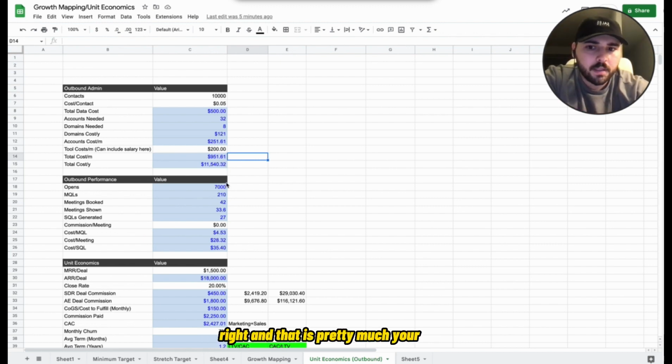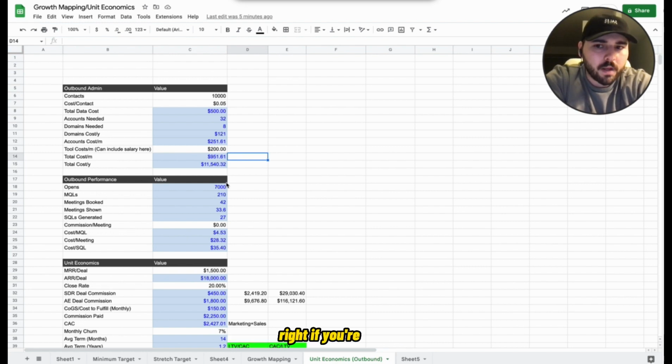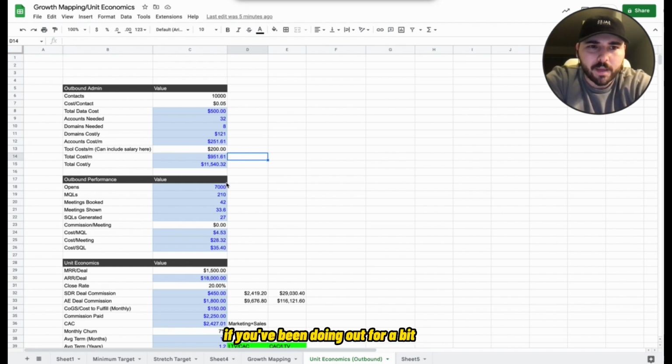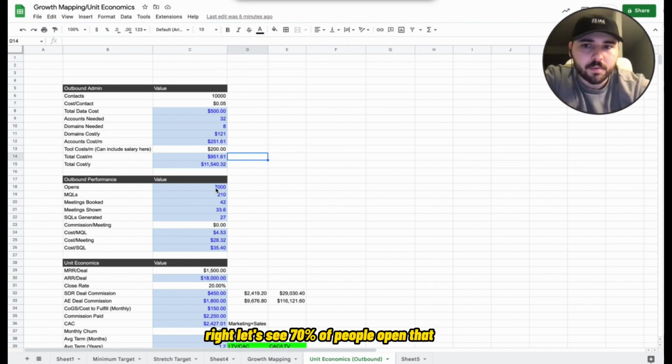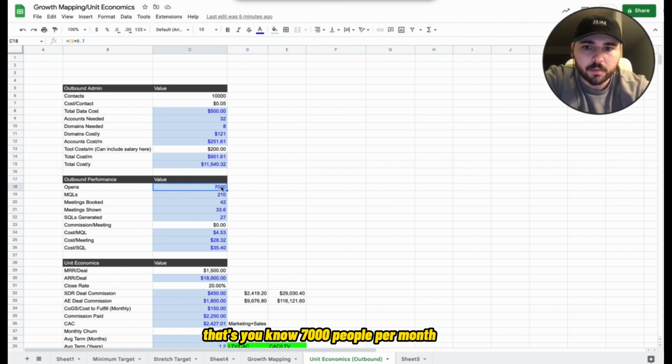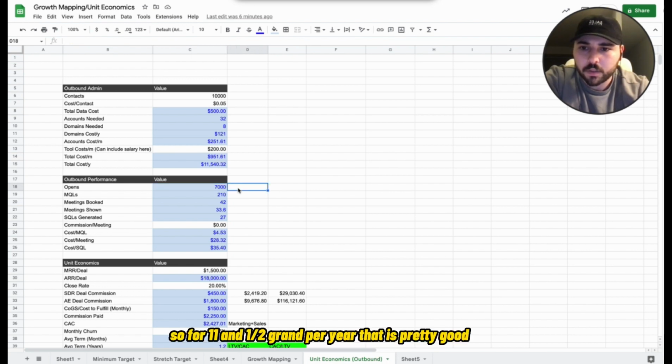And that is pretty much if you're running 10,000 contacts per month, which is a relatively decent volume, right? If you've been doing outbound for a bit and you have a system that's working, 10,000 per month should get you a good return. But nevertheless, you can get 120,000 potential eyeballs there, right? Let's say 70% of people open that. That's 7,000 people per month that are seeing your material. So for 11.5 grand per year, that is pretty good.